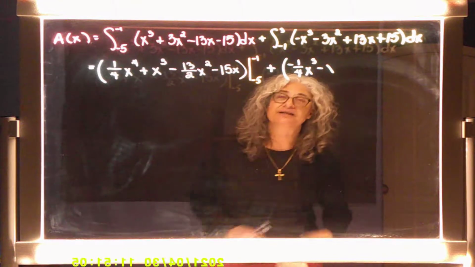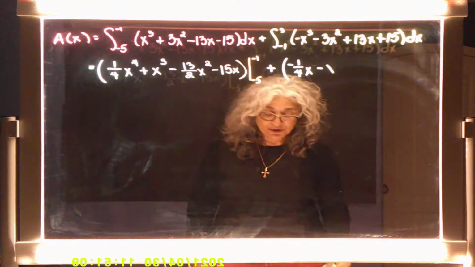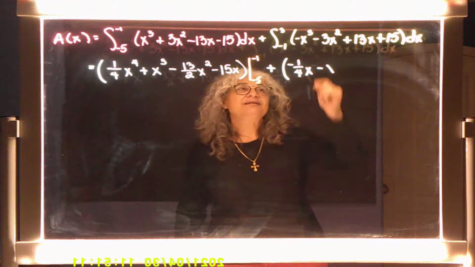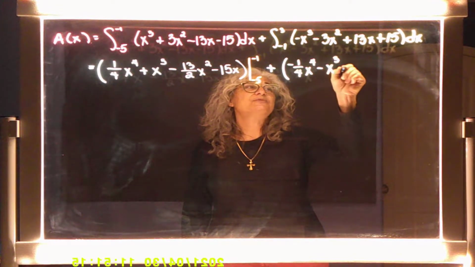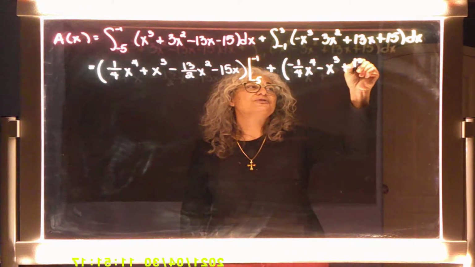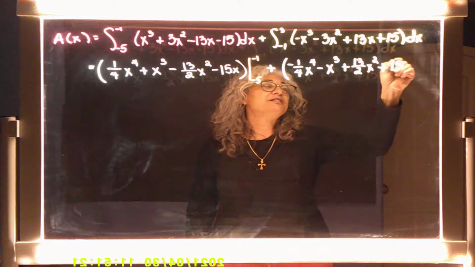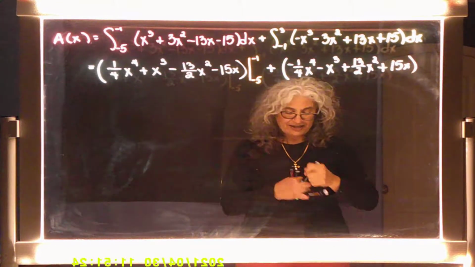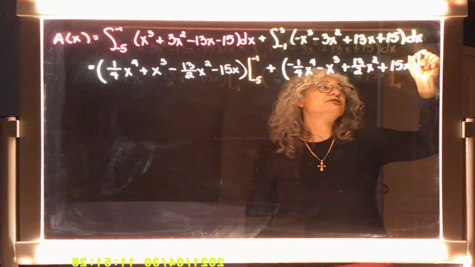How about we try that again? Negative 1/4 x to the power of 4. See what I mean? Gotta take this thing slow. Minus x cubed plus 13 over 2 x squared plus 15x. And I am going to evaluate this one from -1 to 3.